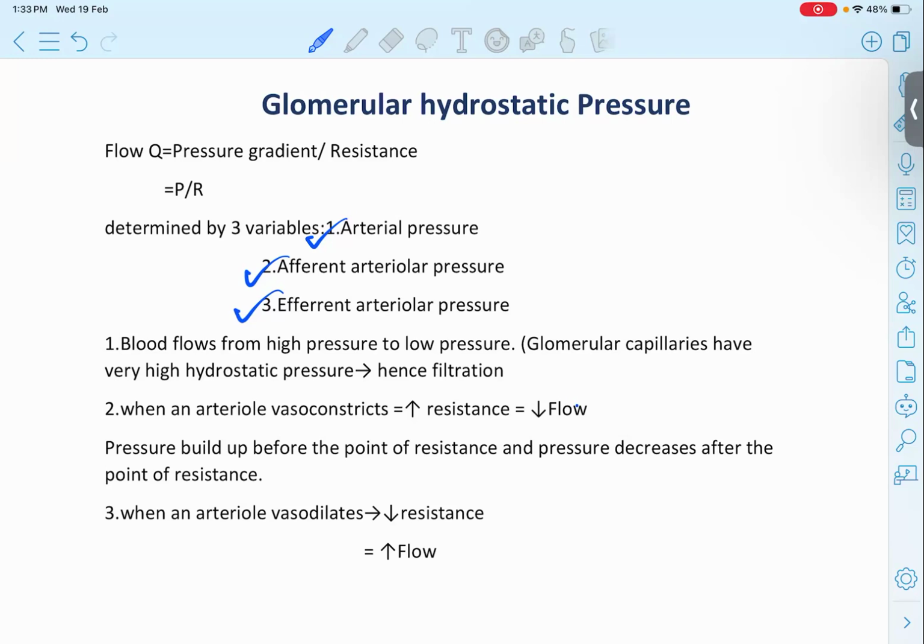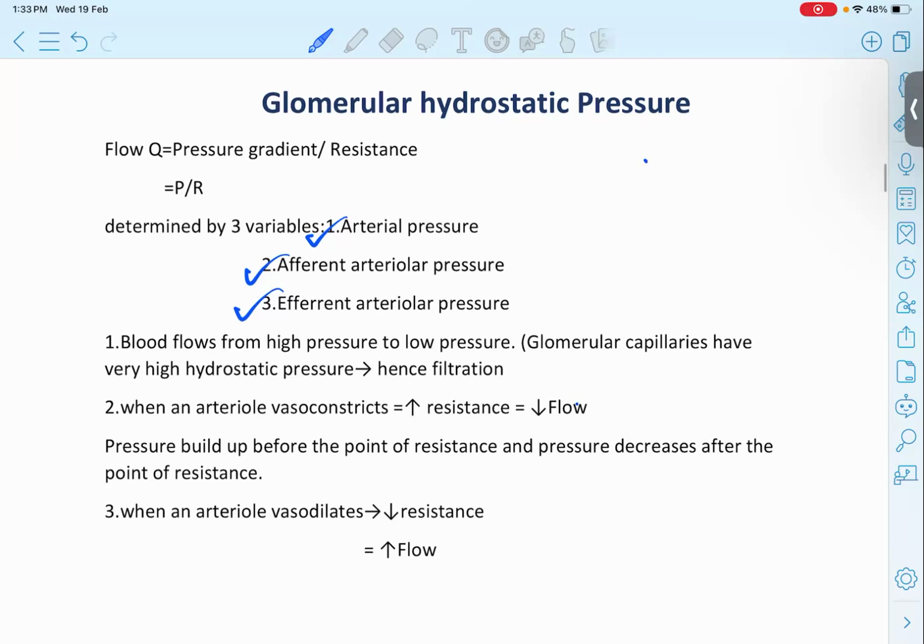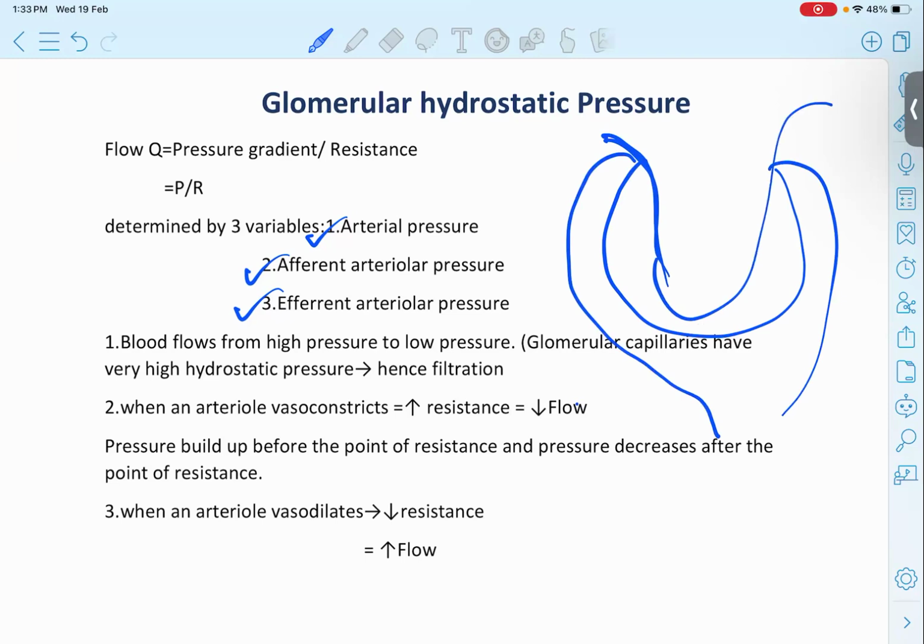And when there is an arteriolar vasoconstriction, this is afferent, this is efferent. If there is a vasoconstriction in the afferent arteriole, what is going to happen? There is going to be increased resistance. Increased resistance means decreased flow.